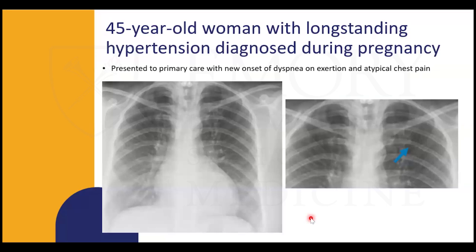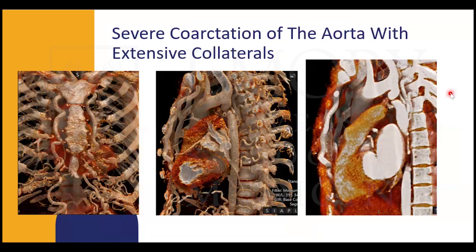So moving along in terms of some examples of patients that present in adulthood, our first case will be a 45-year-old with longstanding hypertension that was initially diagnosed with pregnancy, who presented to their primary care doctor with new onset of dyspnea on exertion and some atypical chest pain. And a very astute radiologist reading their chest x-ray noticed some rib notching and recommended a further CT for further evaluation due to concern for aortic coarctation. And indeed, they had very severe aortic coarctation with an extensive collateral network. And right here, you can see the aortic coarctation.